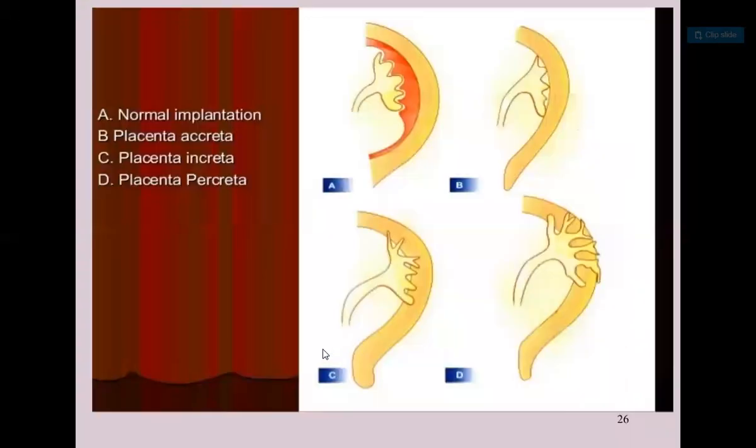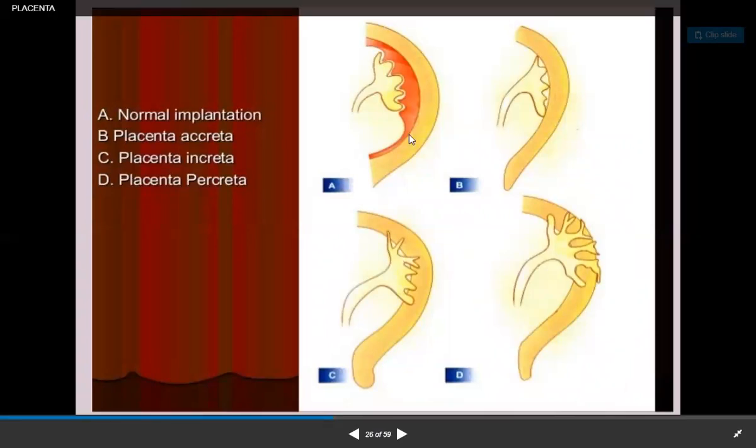And depending upon the implantation, how deep it is, it is accreta, increta, and percreta. That is what I already know. This diagram shows the normal one. Accreta goes deeper into the middle layer. Then increta, and this one covers the peripheral layer. That is percreta.